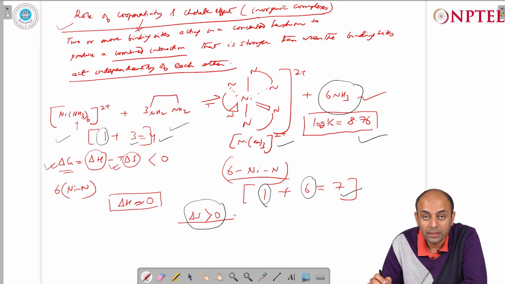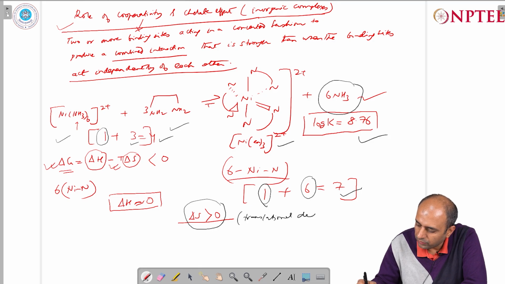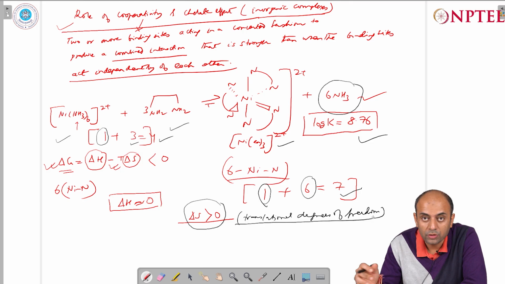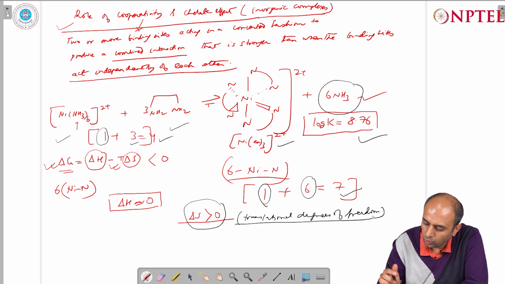translational degrees of freedom, because now you have got more molecules in the bulk and these ammonia molecules are moving around in the solution. So overall there is an increase in the entropy of the system, therefore the entropy change is positive.